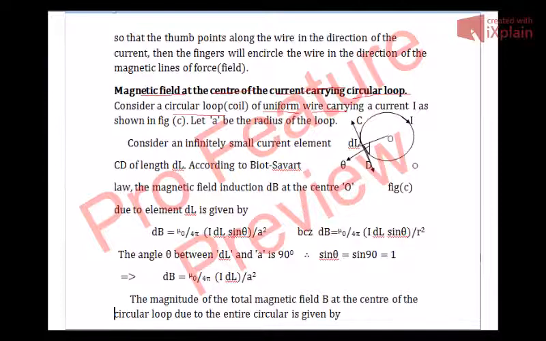So a uniform wire carrying a current I, as shown in figure, you can see that. Let a be the radius. Here we have from O to this, this is the radius. Instead of R we denote the radius by small a. So this is the radius of the loop.